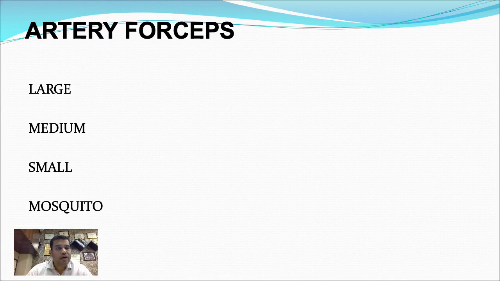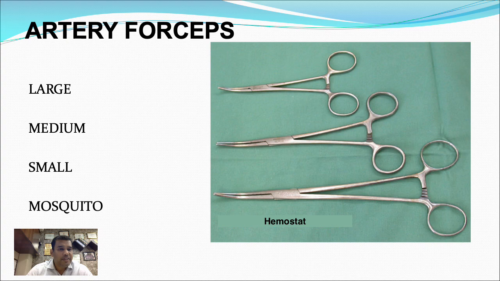Next instrument is artery forceps. So it is available in various sizes: large, medium, small, and the smallest artery forceps is also called as mosquito, because the tip of this mosquito forceps, or the jaw of the mosquito forceps, is so fine that you can hold the leg of a mosquito. So these are the various sizes, and the smallest of the artery forceps is called as the mosquito also. So this is basically, as the name implies, it is used to hold the arteries to stop the bleeding. So it is also called as a hemostatic forceps.